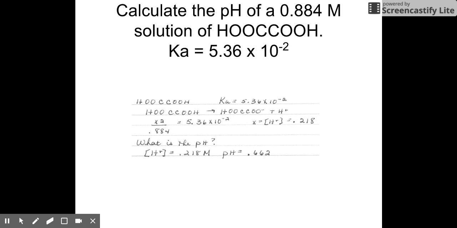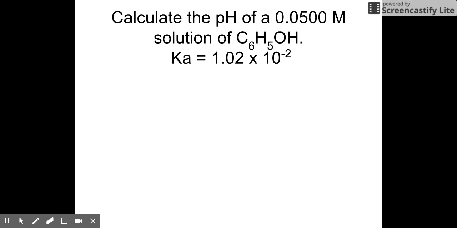So once again, we're going to start by writing the equation. The concentration of the acid is 0.884 like it was in the previous problem. The concentration of H plus is X, and the concentration of the anion is also X. So it's X squared over the initial concentration of the acid is equal to Ka. Solve for X. X represents the hydrogen ion concentration, so I just take the negative log of it, and that will give me the pH.